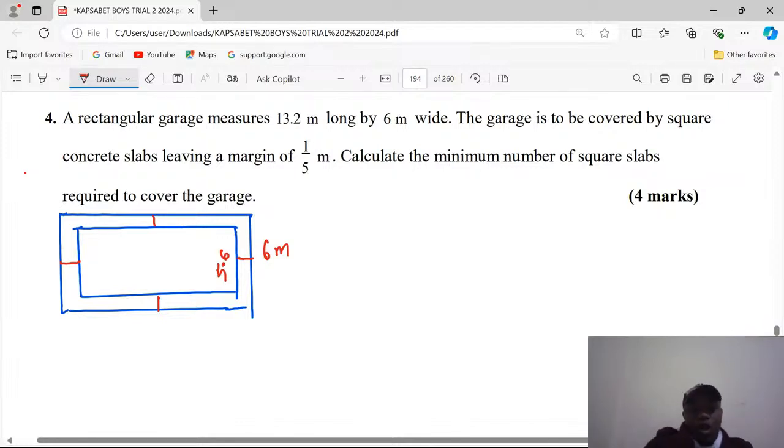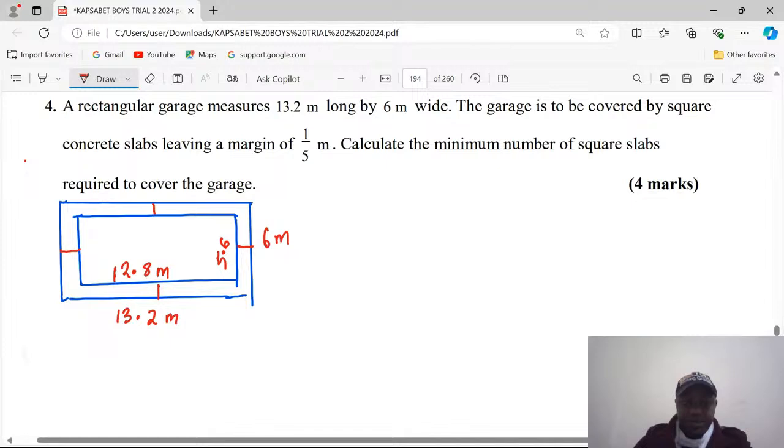Then on the length side, we have the external as 13.2 meters, but now the internal one is going to measure, when we subtract from 13.2 again 0.2 and 0.2 on the other side, 12.8 meters. So these are the dimensions of the area which is going to be covered by the square concrete slabs.